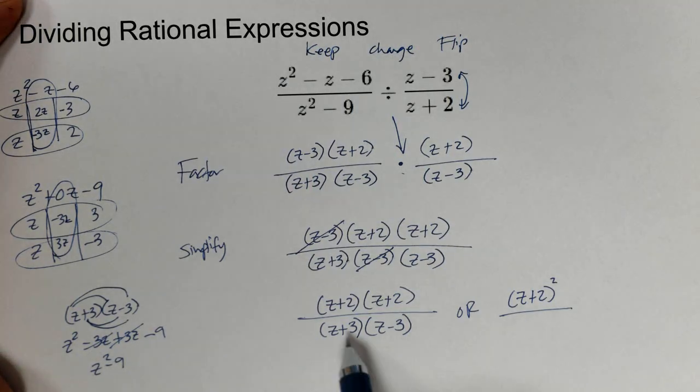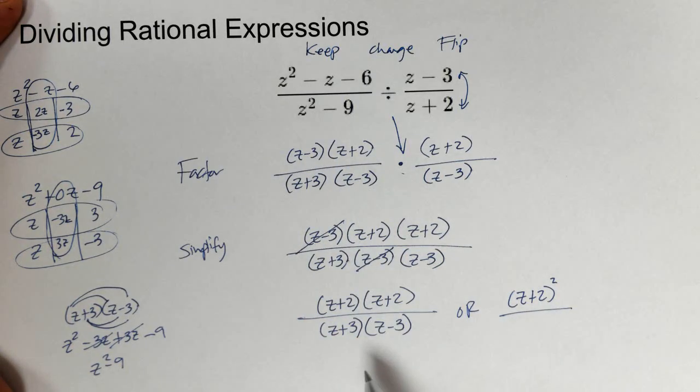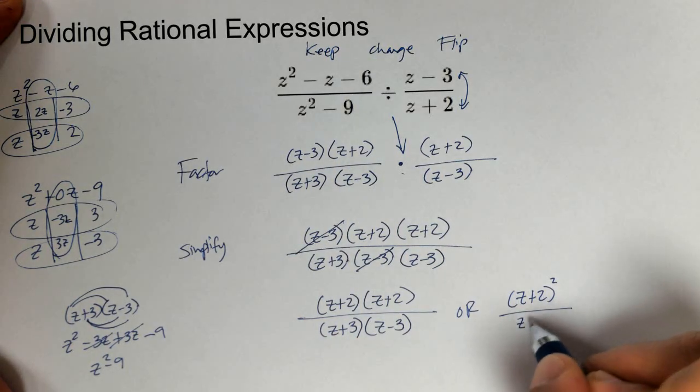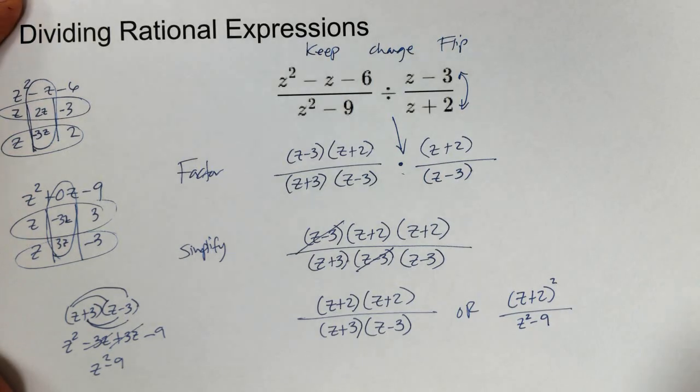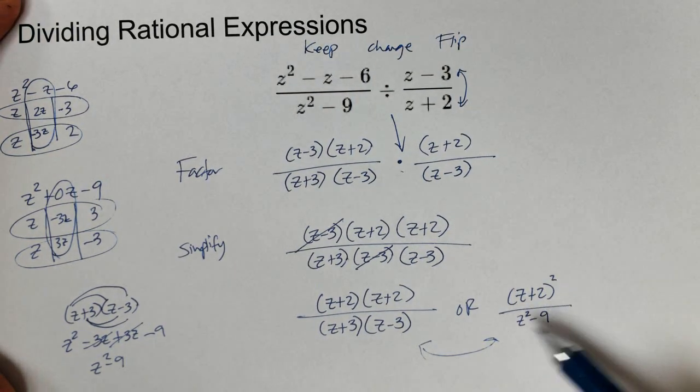And if you remember, that's where this came from, Z plus 3, Z minus 3. So I can write this as Z squared minus 9. Both of these are acceptable solutions. One of them is just more condensed, but it's the same values.